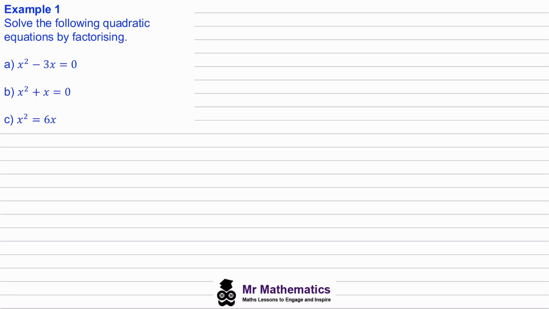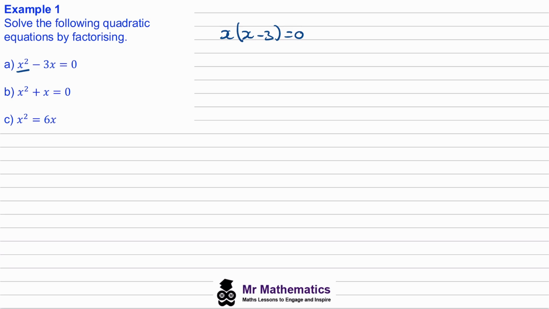So if we begin with example 1, we need to solve each of these equations. And when you factorize, this means you're writing the equation using a pair of brackets. We need to factor out a common term. And you can see the common term with x squared and negative 3x is x. So if we factor out the x, then we have x multiplied by x to make the x squared. And then we need to take away the 3. So we have negative 3x. And this will equal 0.